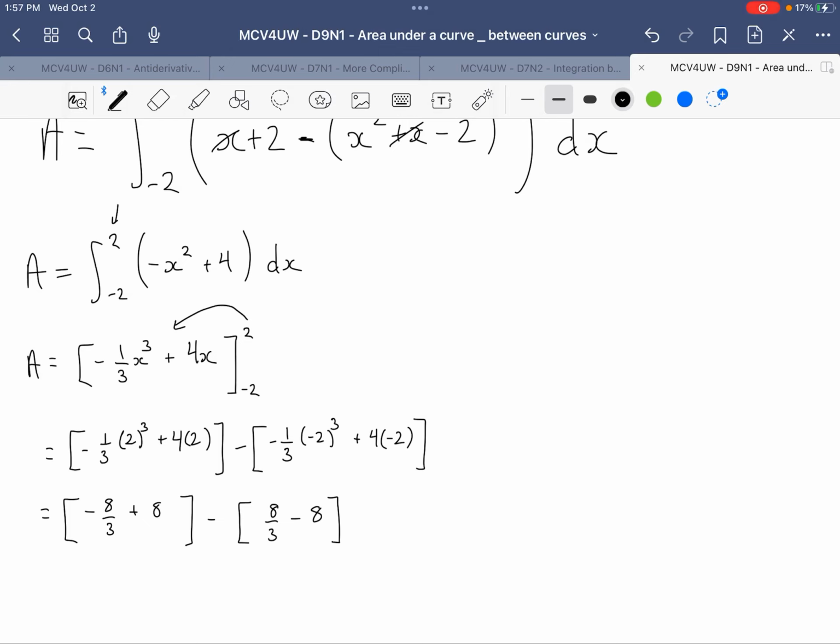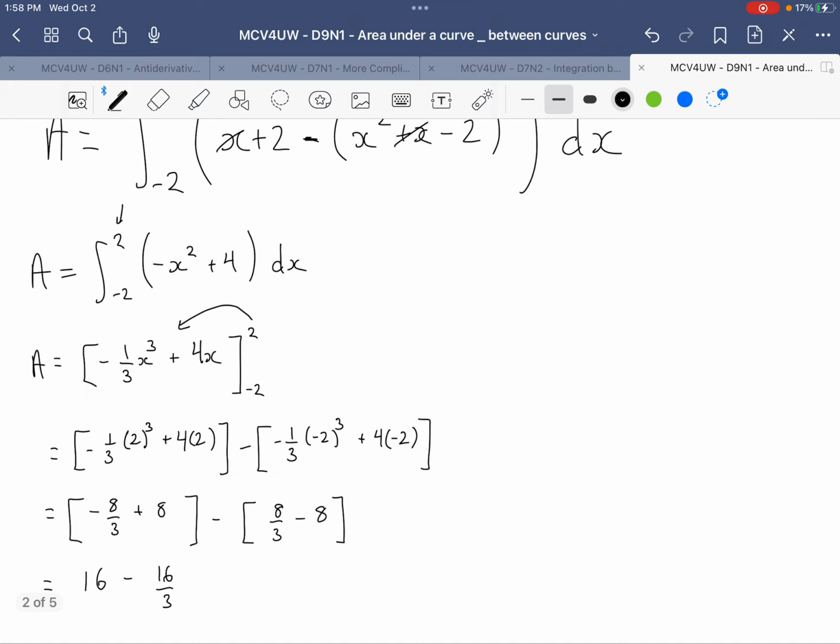Now, if we're trying to solve this question, we have negative 8 over 3 here, minus 8 over 3. And we have 8 minus negative 8. So this would be 16 minus 16 over 3. And if we wanted to simplify this even further, we could write this all as something over 3. So 48 over 3 minus 16 over 3, which would give us the final answer, which would be 32 over 3. That is the area between these two curves.